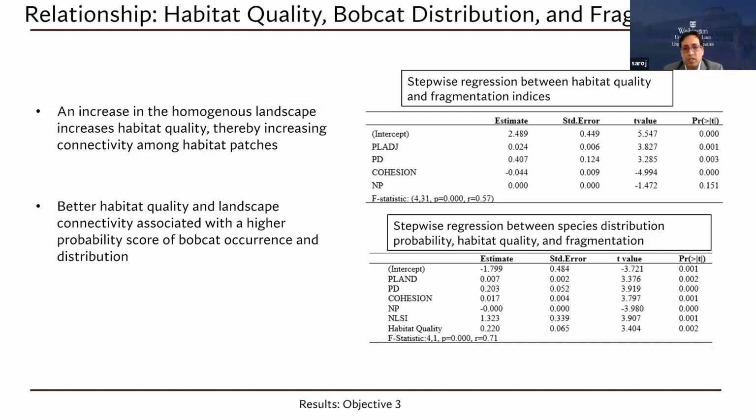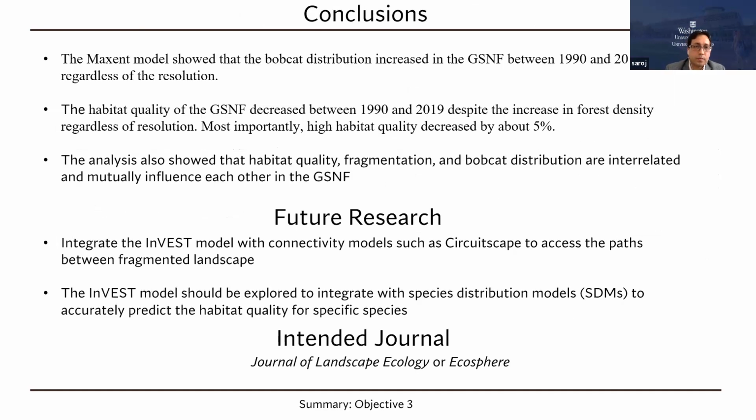The other regression model suggests that the bobcat distribution is dependent on habitat quality and fragmentation. The model explained about 71% of variation, with better habitat quality and landscape connectivity associated with a higher probability score of bobcat occurrence and distribution. The conclusion of this objective is that the Maxent model showed that the bobcat distribution increased in the Greater Shawnee National Forest between 1990 and 2019, regardless of the resolution.